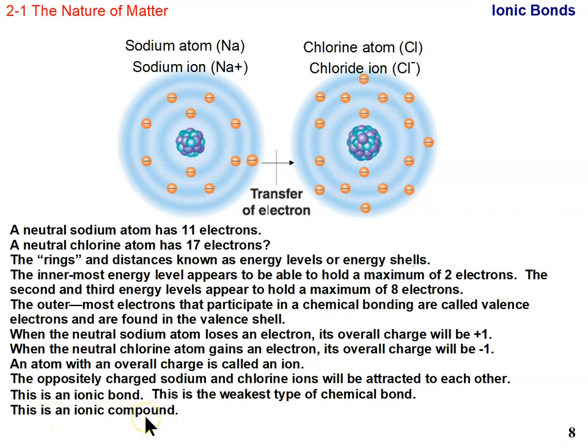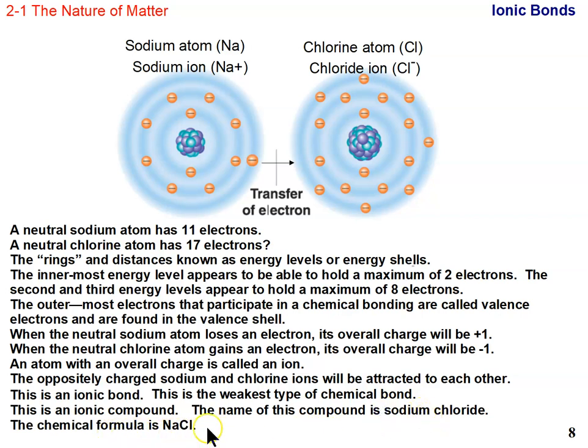We call this an ionic compound. So this is an ionic bond, therefore we call this an ionic compound. And it's sodium chloride, chemical formula NaCl, just like we saw in the previous slide. There's no such thing as a molecule of an ionic compound. In other words, terminology-wise, we don't refer to this as a molecule. We reserve the term molecule to refer to covalently bonded atoms.